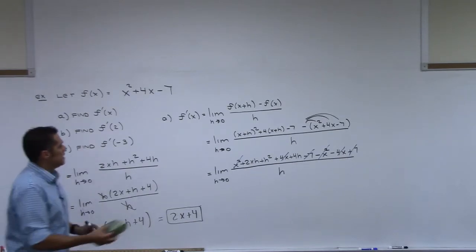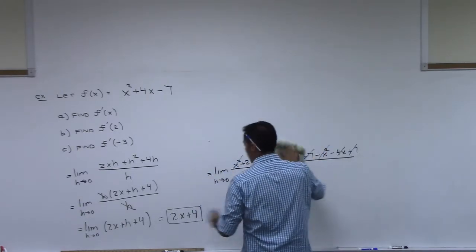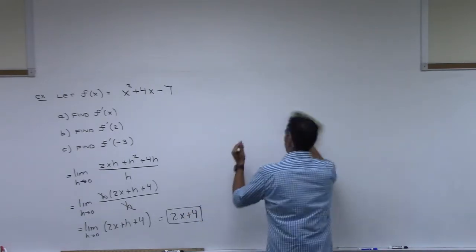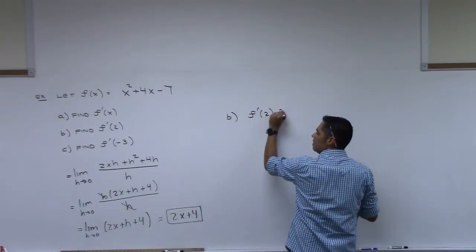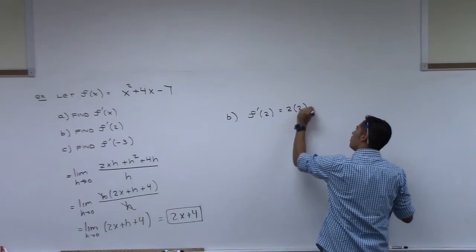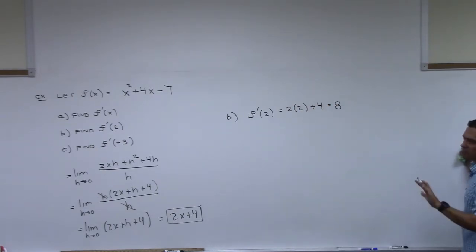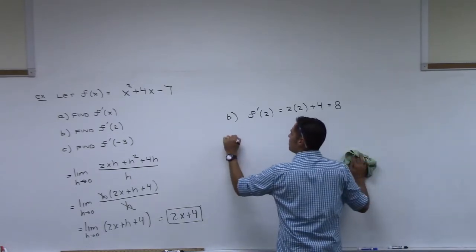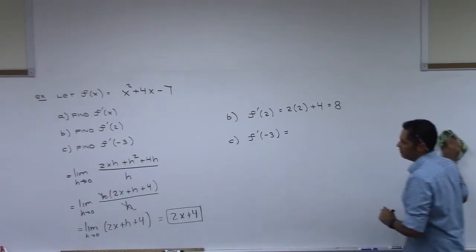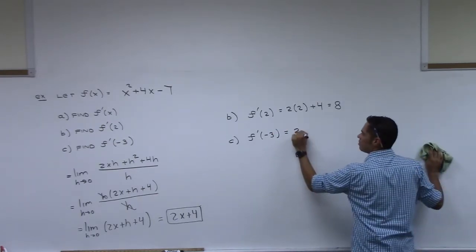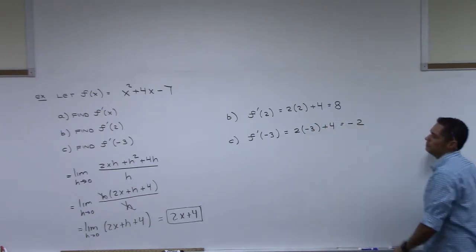So to answer parts B and C, all we need to do is plug those numbers into this answer right here. So for part B, f prime of 2 is 2 times 2 plus 4, that's 8. Is that the same answer we got last time? Yep. It's just a coincidence. Part C, f prime of negative 3. Now, if this comes out to be negative 12, I'll be shocked, but it's not. 2 times negative 3 plus 4, get negative 2.